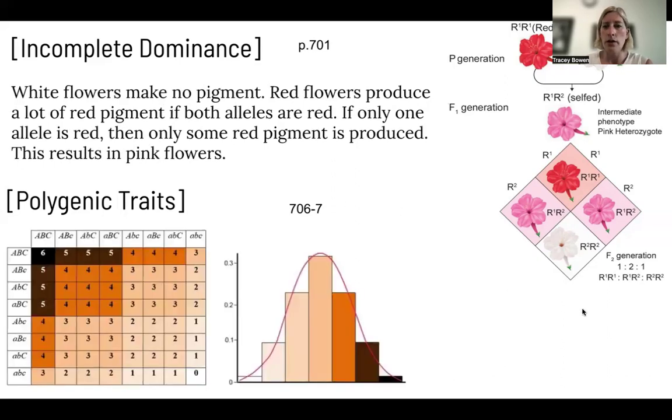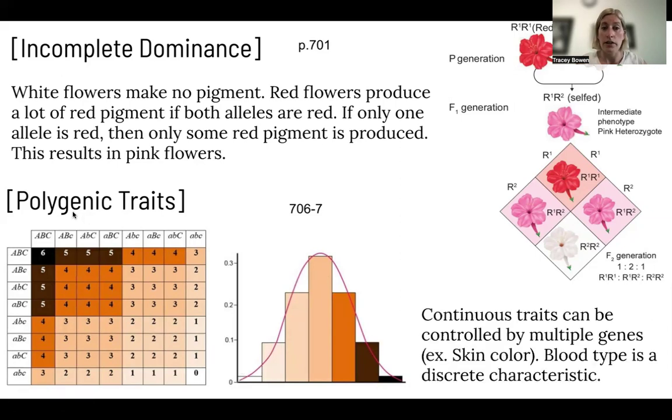And so also one thing that we need to think about here is polygenic traits. So that means many genes are controlling for this trait. And so here we have a graph of skin color. And so there are 6 different genes that are controlling for skin color. And so we have this normal distribution, a bell curve happening because of it being a polygenic trait.